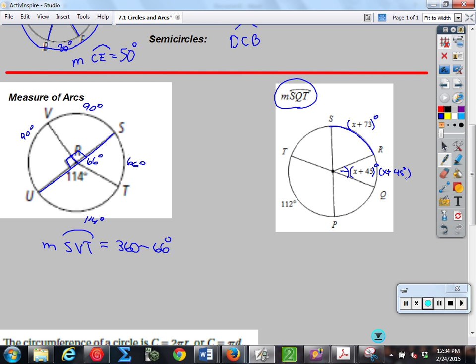So if this is 112, do I know what this arc is right here? 68, because they add to 180, right? Oh, yeah. Straight line right here. And if that one's 68, then what's this one? 68. So now you can find out what X is by doing 68, 68, 112, X plus 45, X plus 45. Is that it? Equals 360.